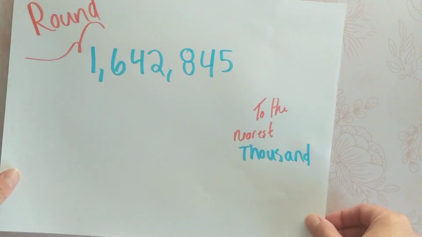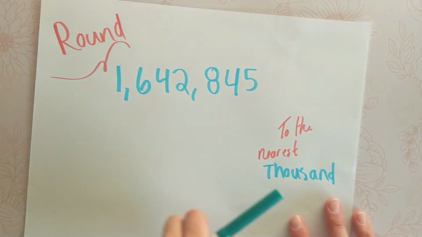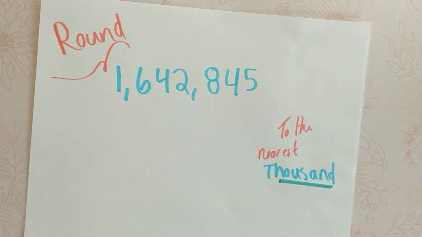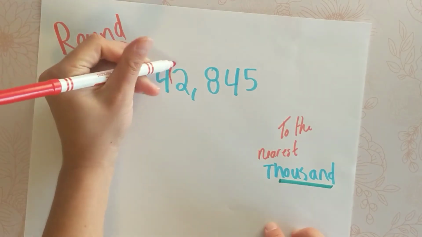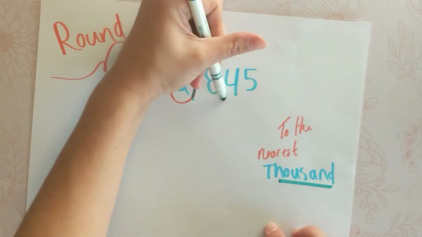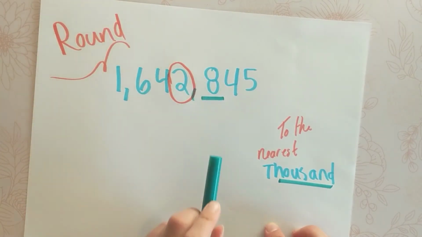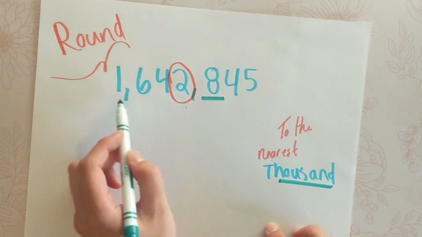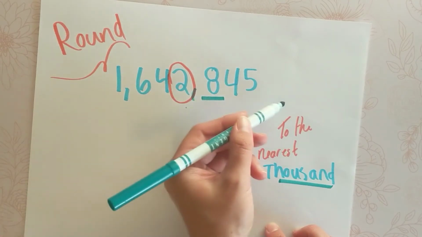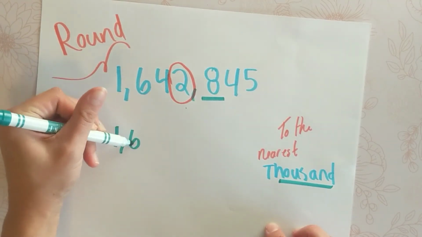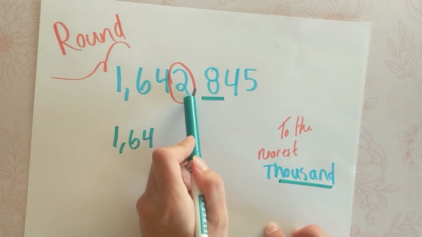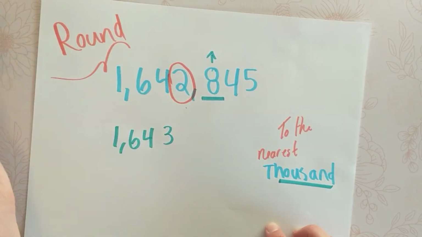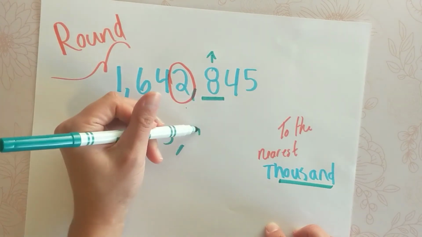Round 1,642,845 to the nearest 1,000. Find the digit you're rounding to and circle it. Underline the power number. This is an 8, so we're rounding up, which means that 2 is going to turn into a 3. But you got to keep all of this, change it to a 3, and then zeros. So 1, 6, 4. Change it to a 3 because this 8 is higher than 5. And then zeros after it.